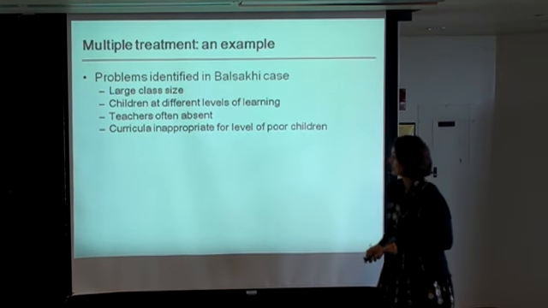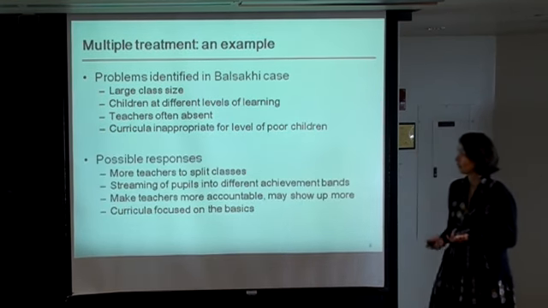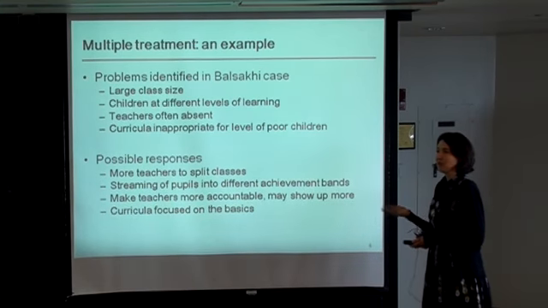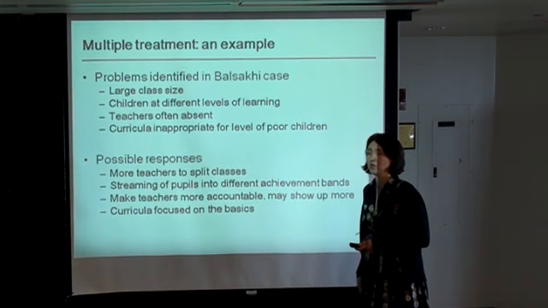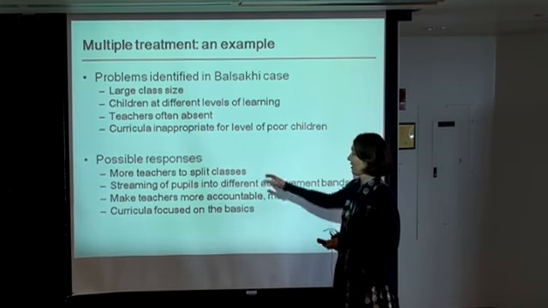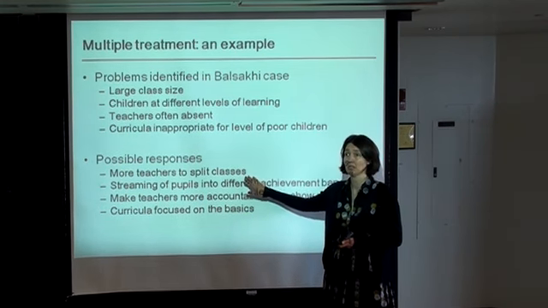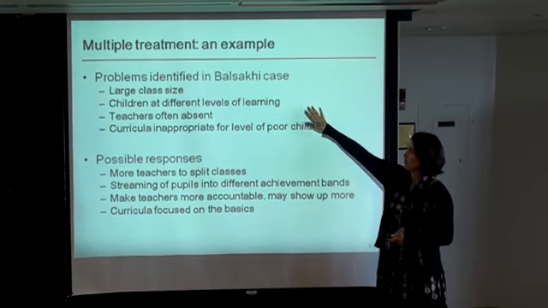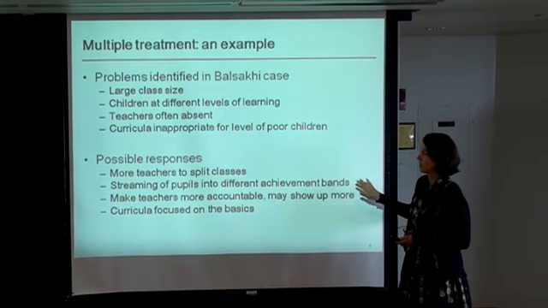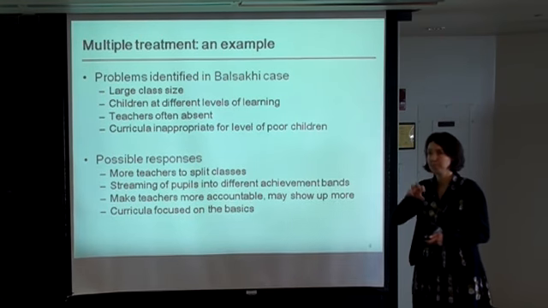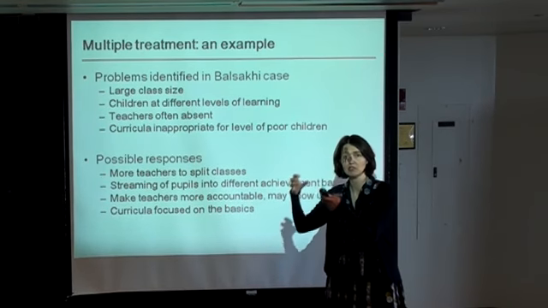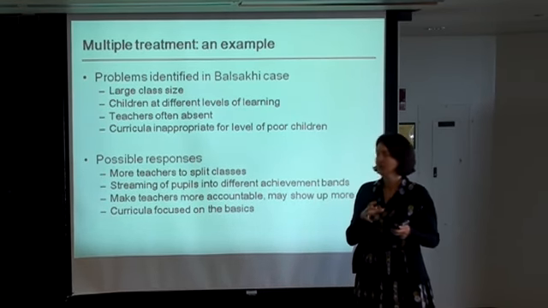Most places I've worked have that problem, all of those problems. So, what are the different interventions that we could do to address those issues? We could have more teachers, and that would allow us to split the classes into smaller classes. If we're worrying about children being at different levels of learning, we could stream pupils, i.e. divide the classes such that you have people who are of more similar ability in each class.